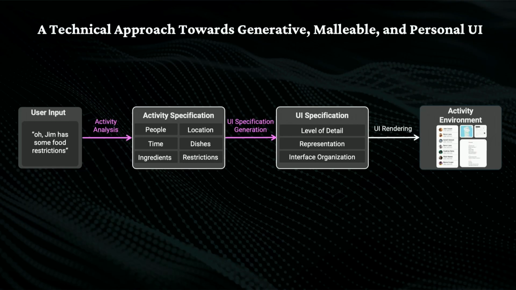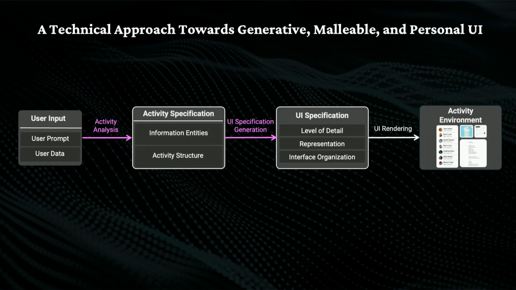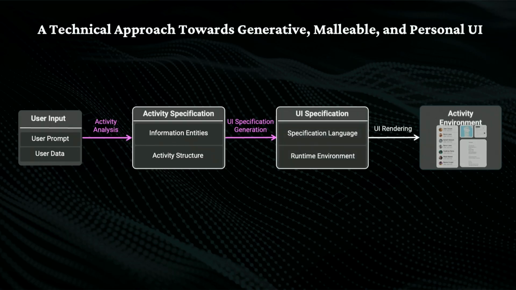So basically, this pipeline works like this. When the user has a prompt on their data, the activity specification will guide the system on what information entities we provide and what the structure among this activity is. And the UI specification will guide the system to choose the right UI and then compose everything together.